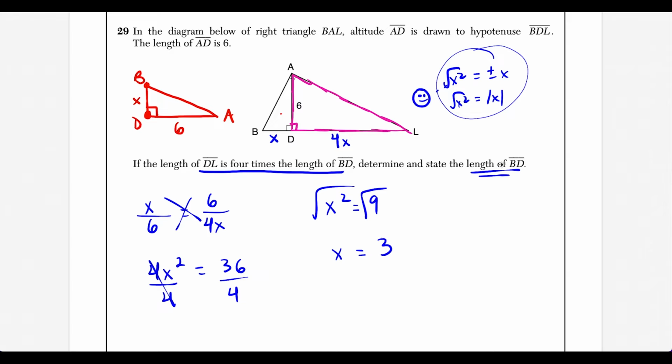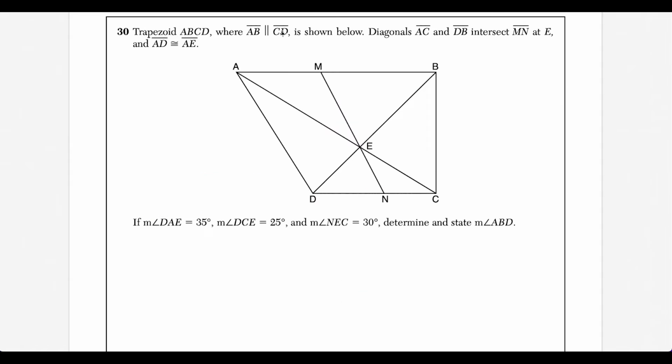And now we have to think about what we are actually trying to find. We're trying to find the length of BD, and notice that was modeled by x. So I could just say here that BD is 3 units long. So this is our solution to 29. Question 30 is a lot of pain and suffering just for 2 points.